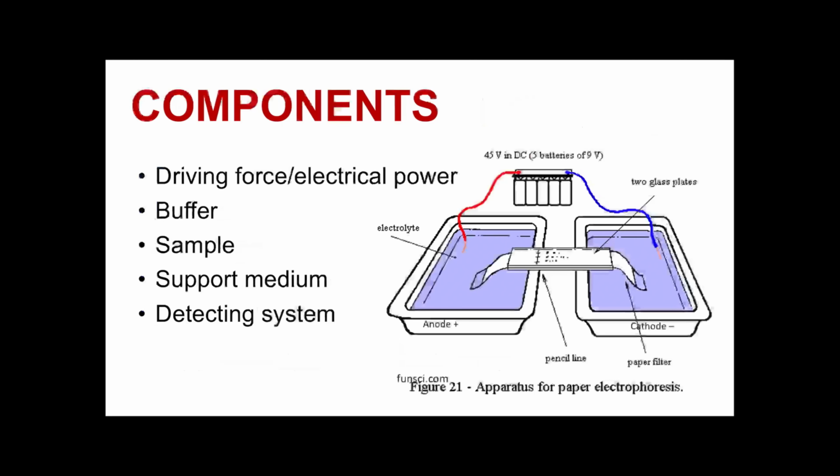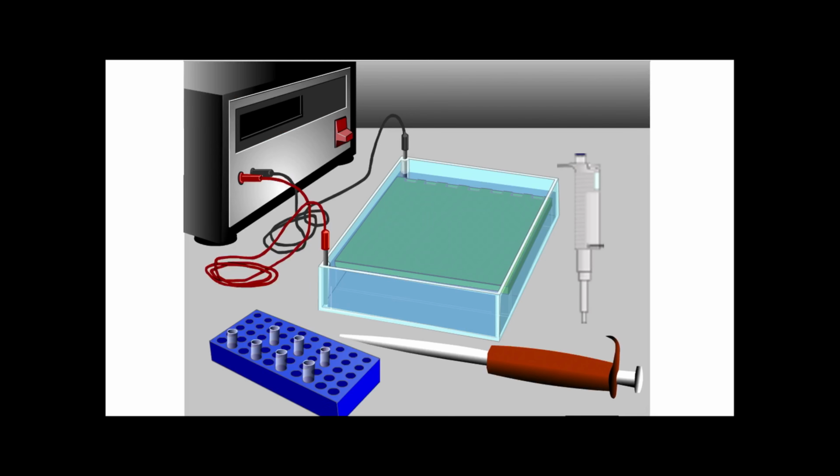Next one, we have the buffer. So that determines the ionic strength of the solution. So the buffer could have an increased pH, which is basic, or a decreased pH, which is again acidic. Next one, of course, we have the sample or the specimen, the support medium, which holds the sample and provides the path for migration. And next one, we have the detecting system. This one shows the basic components of electrophoresis.